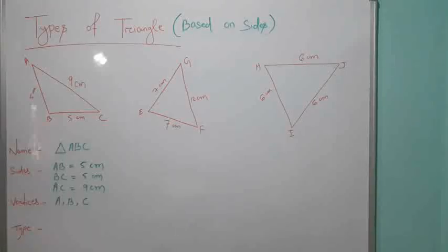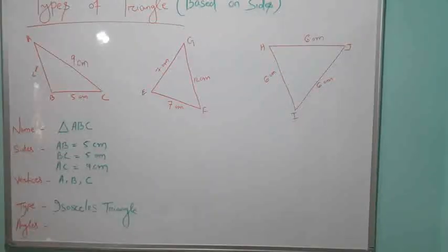As its two sides are equal, AB and BC are of same length 5 cm, so this is known as isosceles triangle. Here you can also write the angles of this triangle. Now students, write the angles of triangle ABC: angle A, angle B and angle C.